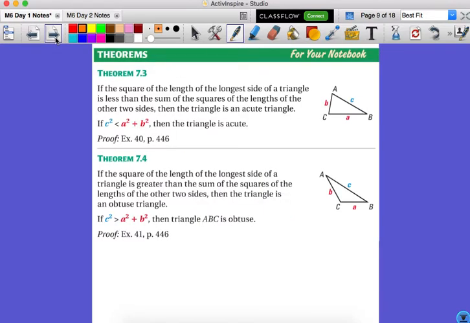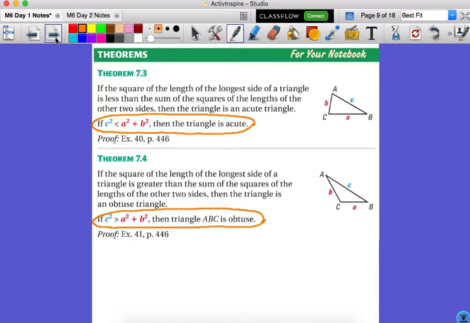This is the important part here in terms of new information with the Pythagorean theorem. So I would jot down this part right here. If c squared, or if your biggest number squared, is less than the sum of the other two squared added together, then this triangle is an acute triangle. If c squared is greater than the sum of the other two sides squared, then it is obtuse.